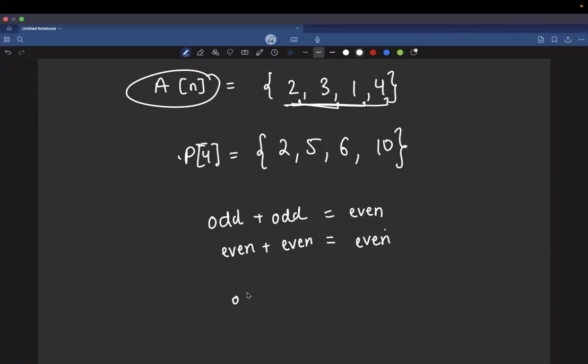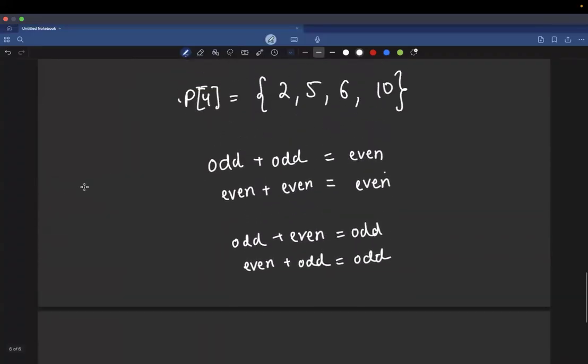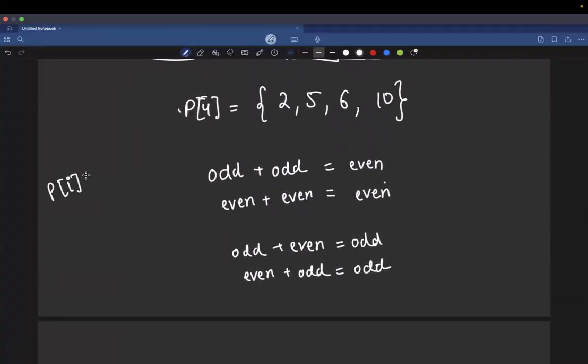And if you have one odd element plus an even element, then you will have some odd. And if you have an even element plus an odd element, again you will have an odd sum, right? And in the prefix sum array, P of I is nothing but the sum of the first I elements, right? And P of I can actually be rewritten as P of I minus 1 plus A I, because this P of I minus 1 will actually have the sum of all the elements from index 0 to I minus 1, right?